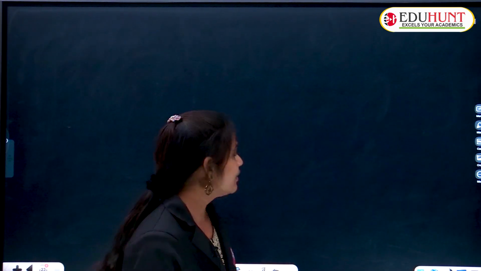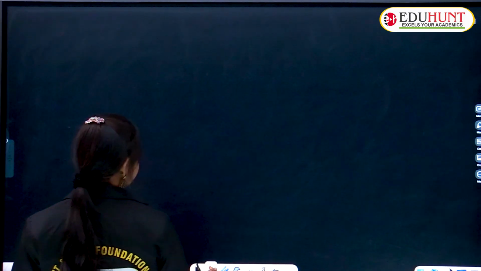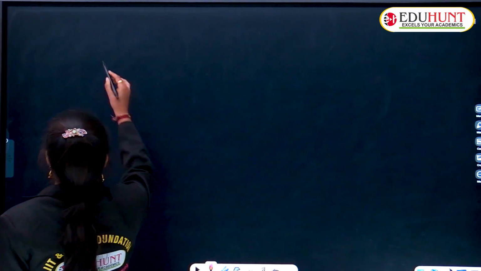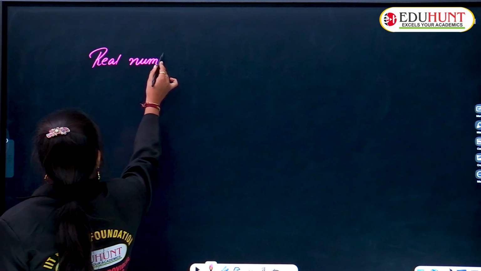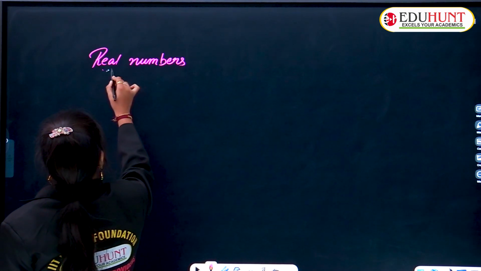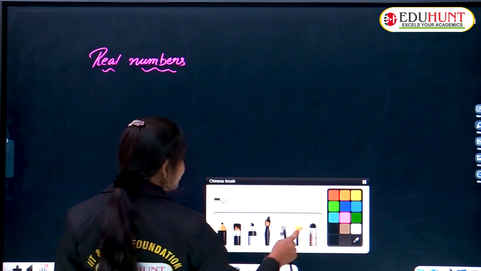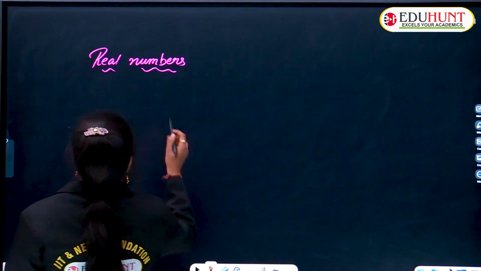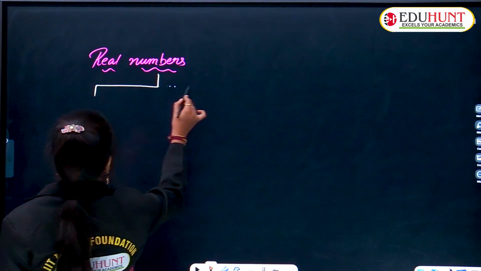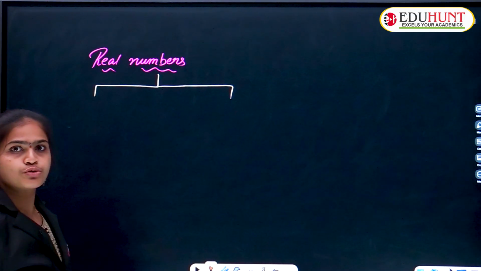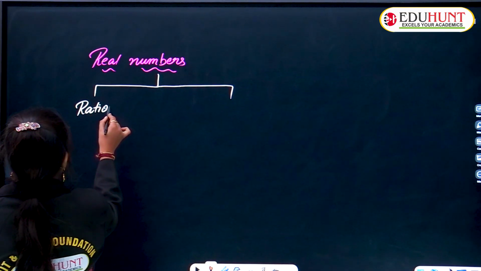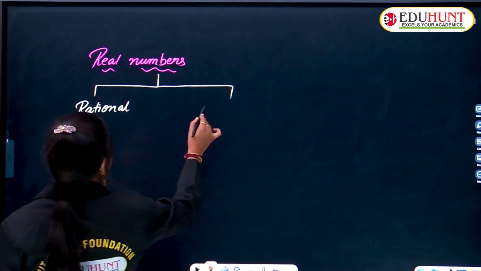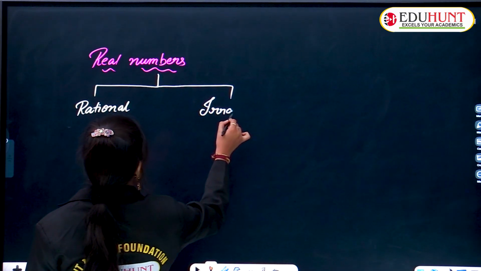What is that? Real numbers. From concept 1 we are having real numbers. What about real numbers? Real numbers means, in that flow chart I told you that real numbers are classified into two types. What are those two? Rational numbers and irrational numbers.